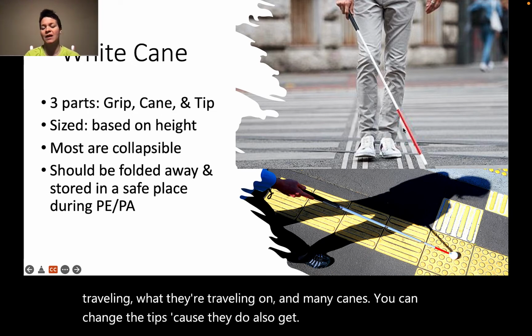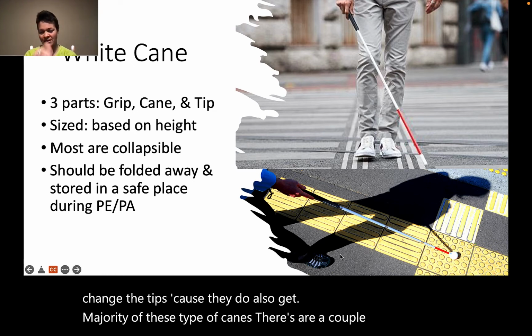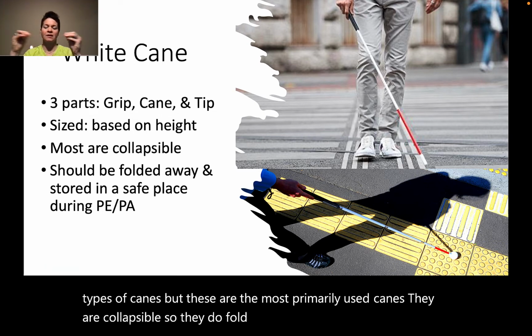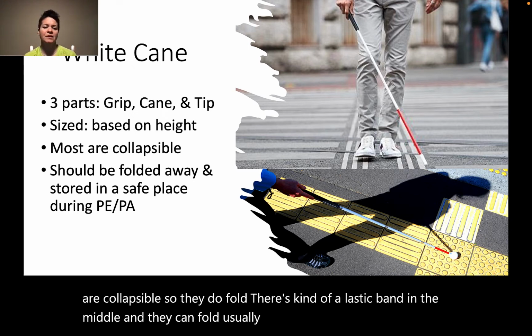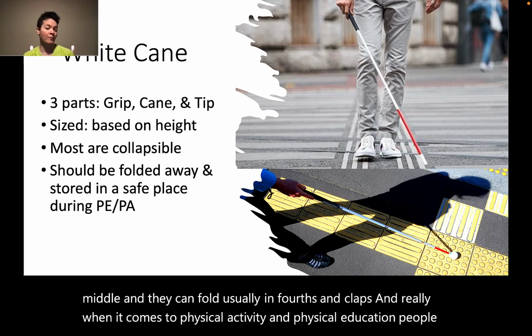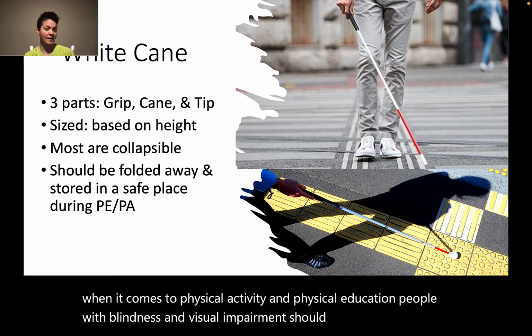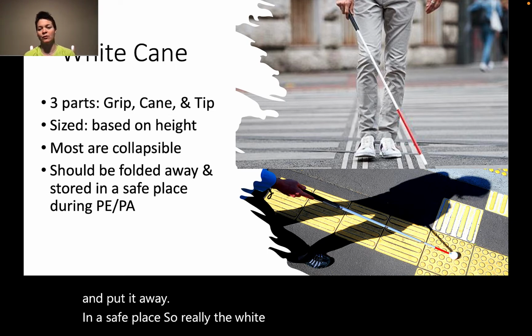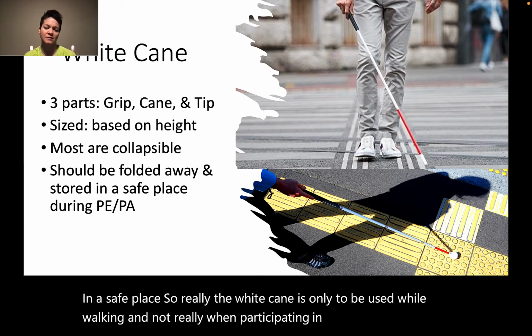Majority of these type of canes, there are a couple different types of canes, but these are the most primarily used canes. They are collapsible, so they do fold. There's kind of an elastic band in the middle, and they can fold usually in fourths. And really, when it comes to physical activity and physical education, people with blindness and visual impairment should fold their white cane and put it away in a safe place. So really, the white cane is only to be used while walking and not really when participating in physical activities.